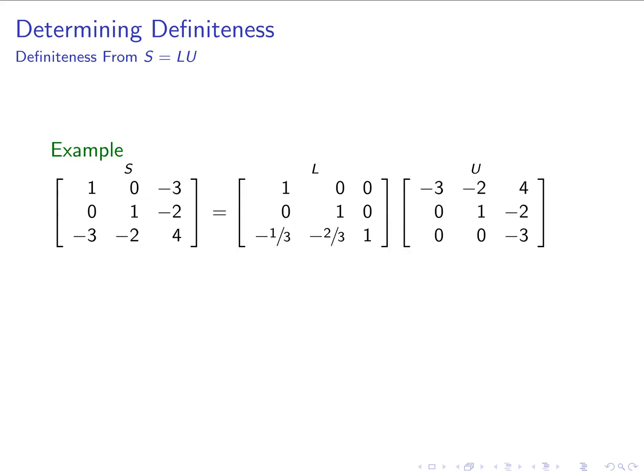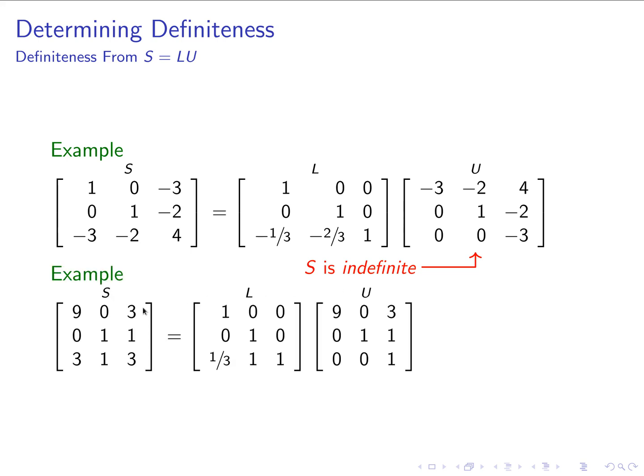So let's see an example where we can just apply the theorem. Here, we have a 3 by 3 real symmetric matrix, which is therefore a Hermitian matrix, and this matrix is factored as L times U. Well, the pivots in U are -3, 1, and -3. Some of these pivots are positive and some are negative, so this immediately tells us that S, as a Hermitian matrix, is an indefinite Hermitian matrix, because some pivots are positive and others are negative.